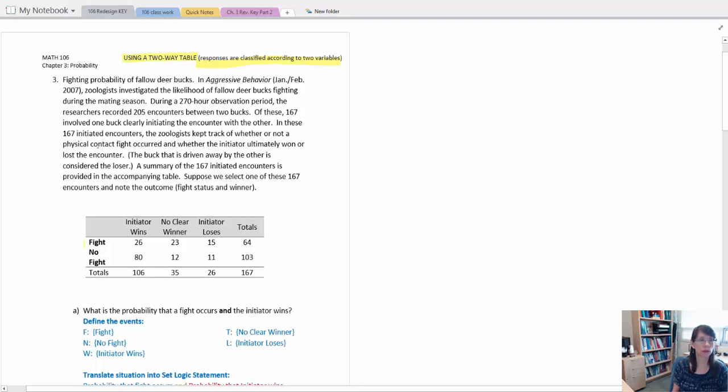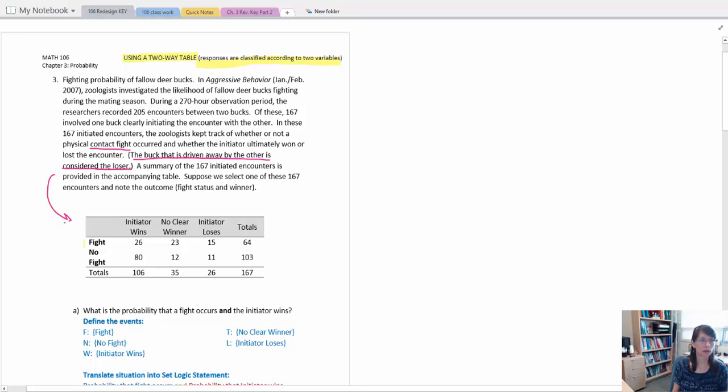So it's important to know that contact is what's determining whether there is a fight or not a fight. The buck that is driven away by the other is considered the loser, so that is also important. A summary of the 167 initiated encounters is provided in the accompanying table. Suppose we select one of these 167 encounters and note the outcome.